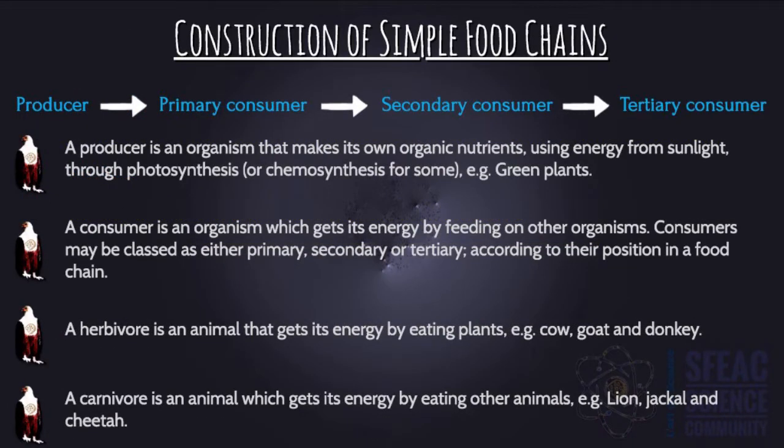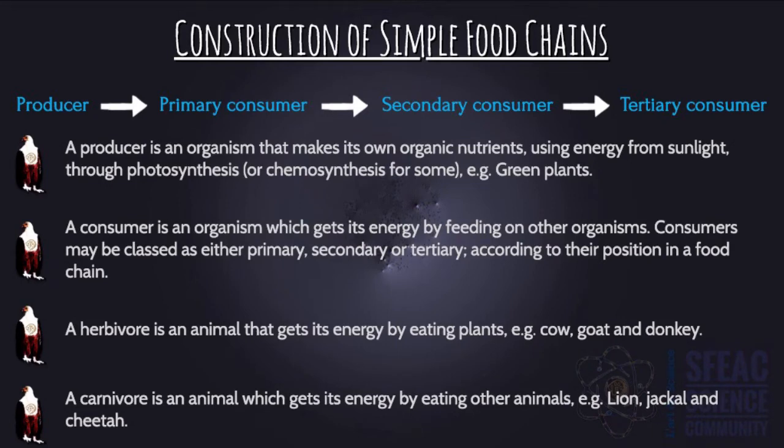So let us look at the construction of simple food chains. As we saw in the definition of a food chain, we have to have a sequence in which we can see the flow of energy in the food chain. We start with the producer, as we see above there. Start with the producer, we go to the primary consumer, then the energy goes to the secondary consumer, and then finally to the tertiary consumer.